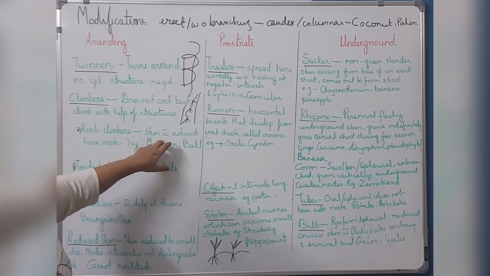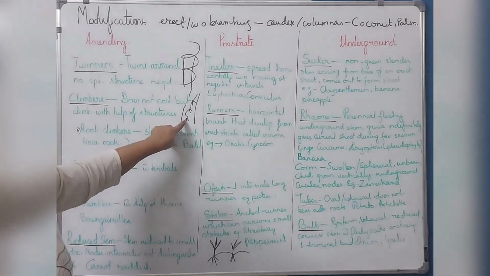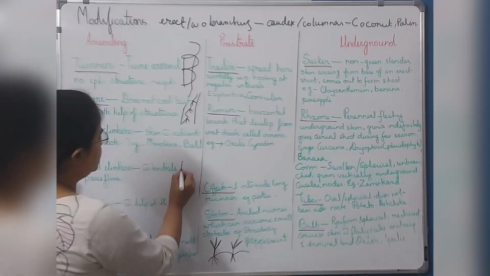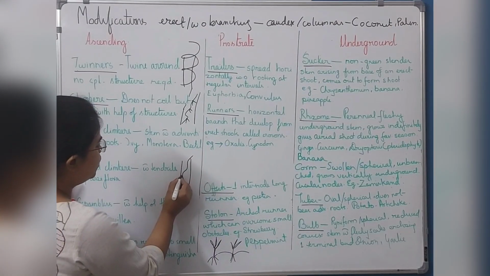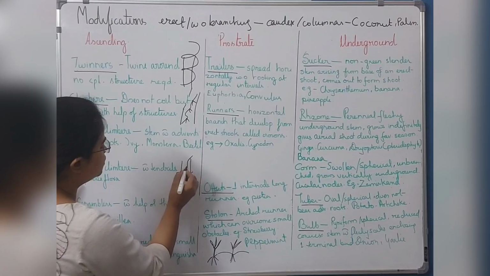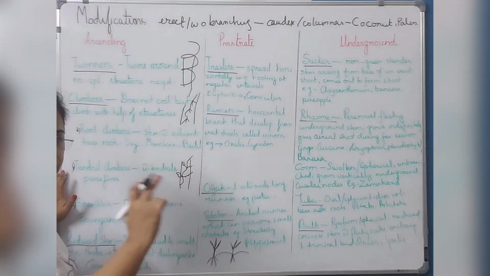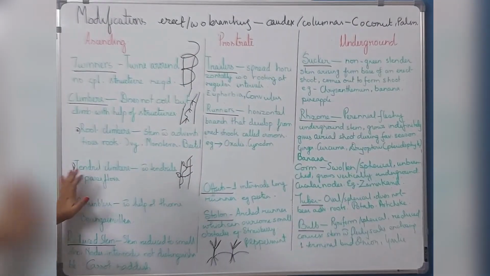What? Stem with adventitious roots: ivy, monstera, betel. Clear? Tendril climbers. यहाँ पे passiflora है. The plant is climbing. You have a leaf. You have these tendrils. What are tendrils? Thin coil-like structures which help in attaching to the surface.